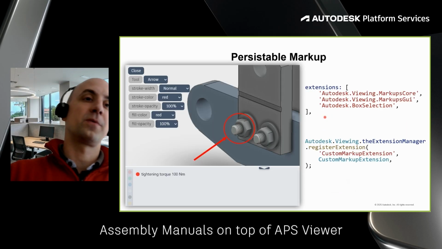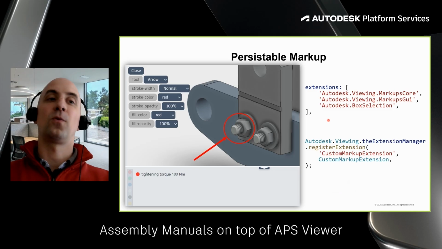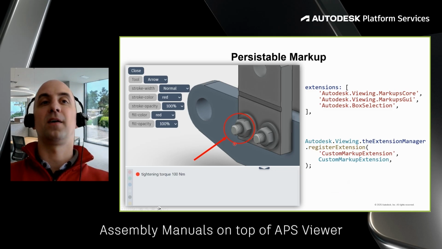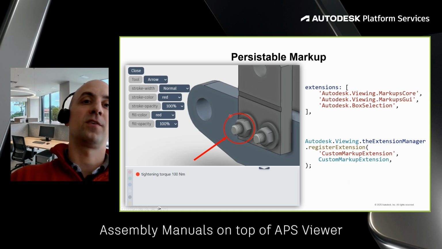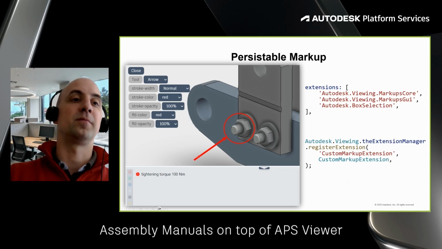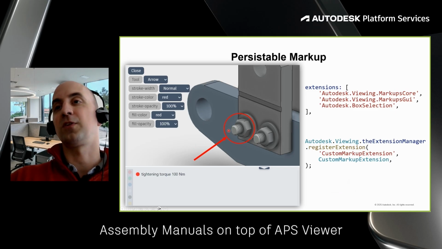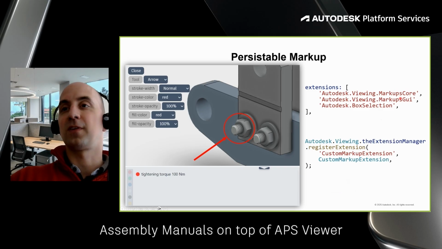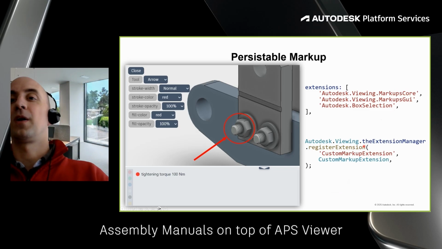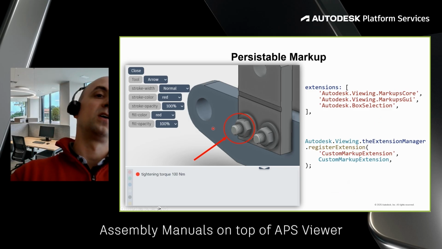The other thing we dealt with related to the APS viewer is persistable markup. We need markup to, on some steps, annotate some of the parts and make them more significant, and maybe describe what to do at that particular step. And so we decided to use Markups Core and Markups GUI, which are both extensions of the viewer. And we had to wrap these with our own extension that we call custom markup extension.